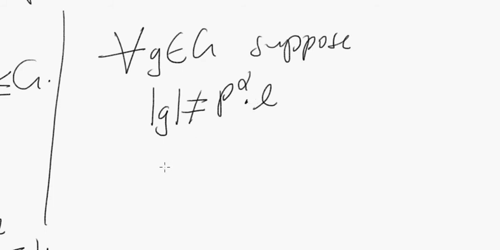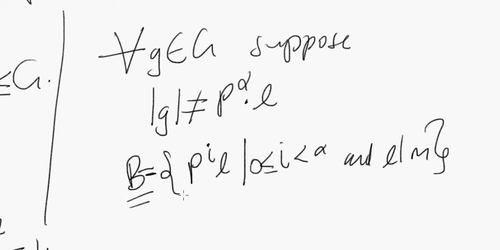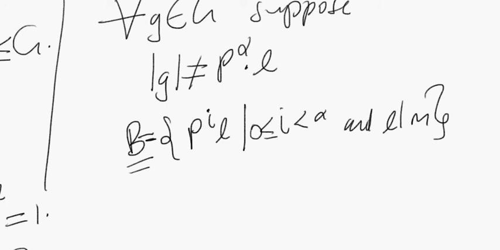So aren't we saying that this set here, let's call it B, the set B, which is p^i times L, such that i is less than alpha, strictly less now, at least 0, at most alpha minus 1, and L a divisor of M, this set that contains p^i times L where i is less than alpha, isn't this set B the set of all possible orders that elements of G can have? Let's see if you buy that.